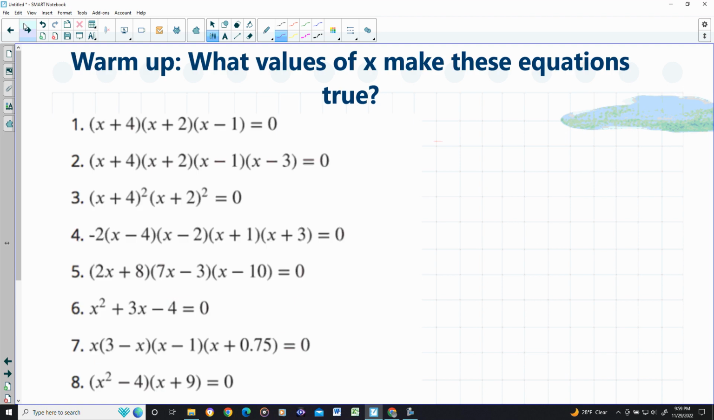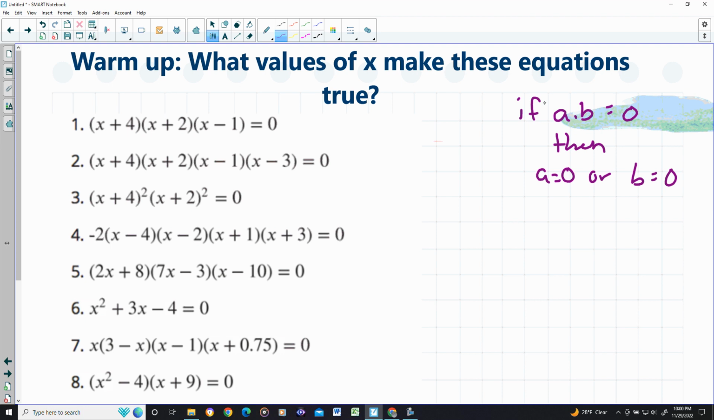Okay, so warm up. What values of x make these equations true? Remember, the zero product property states that if a times b equals 0, then a equals 0 or b equals 0, or both. Although for the purposes of these expressions, you can't have multiples of these be 0 all at the same time. But what's interesting to note is this is the generalization of two factors.